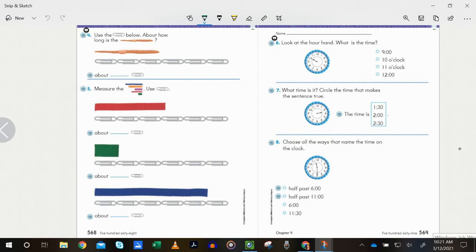Number 8, choose all the ways that name the time on the clock. So there will be more than one correct answer. So looking at the clock, is it 6:30? Is it 11:30? Is it 6 o'clock? Is it 11:30? Pick all the ways that are true for that clock.